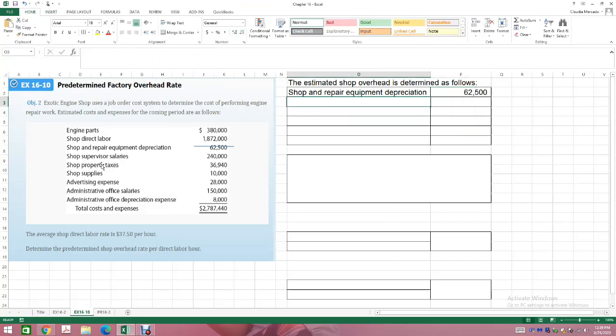Okay. Now we have shop supervisor salaries. The supervisor is looking over the production. He's not actually manufacturing the product. Here we have the direct labor. These are the people that are actually putting together the product. Your supervisor is just overseeing. So this is an indirect labor, and indirect labor goes under overhead. So we're going to have the shop supervisor salaries of $240,000.